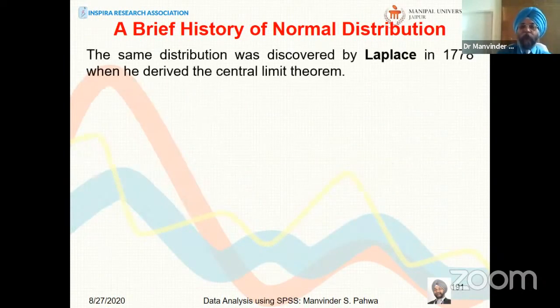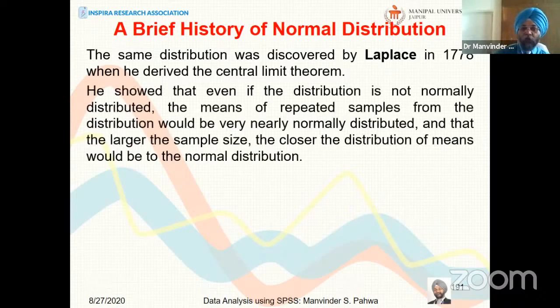The same distribution was discovered by Laplace in 1778 when he derived the central limit theorem. He showed that even if the distribution is not normally distributed, the means of repeated samples from the distribution would be very nearly normally distributed. That is, the means of repeated samples, meaning the error within them, and the larger the sample size, the closer the distribution of means would be to the normal distribution.